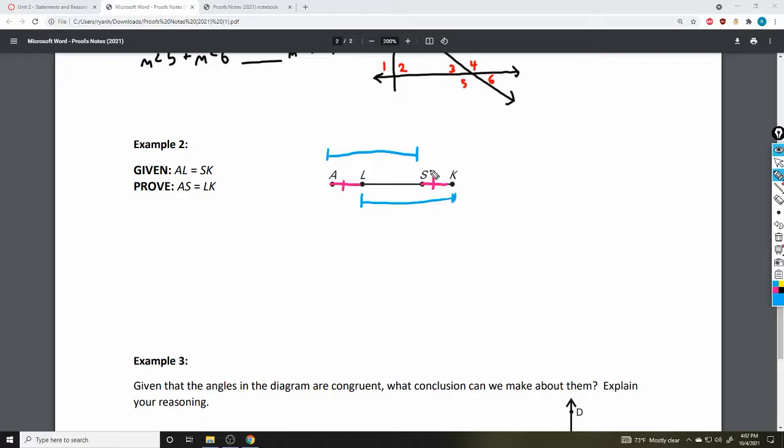And so think about how we can get from A to L. How do I get from A to L to A to S? And how do I get from S to K to L to K? Because that's going to be the key to doing this problem. So pause for a moment and see what you can come up with. See what kind of equations you can make or explanations you can give.